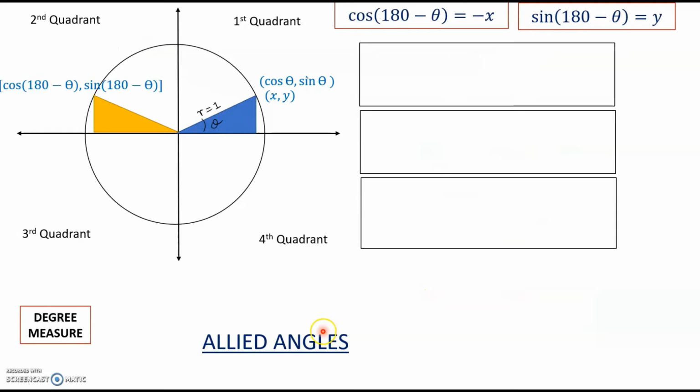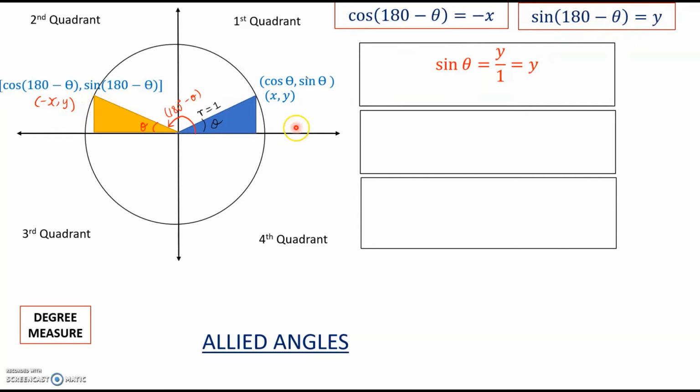Next allied angle that we will look at is 180 minus theta. So my angle from the initial point is 180 minus theta. So this angle here would be theta. So the coordinate for this point on the circle is cos 180 minus theta, comma sin 180 minus theta. And we know that the x coordinate is negative and y is positive. So my cos 180 minus theta is equal to minus x. Have it here. Sin 180 minus theta is equal to y, and you have it here.